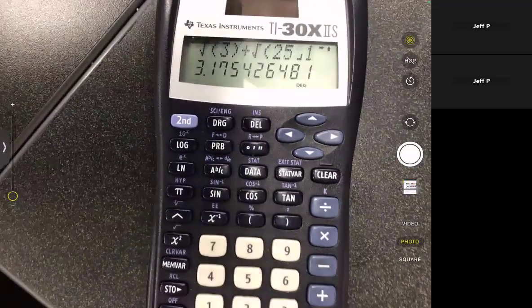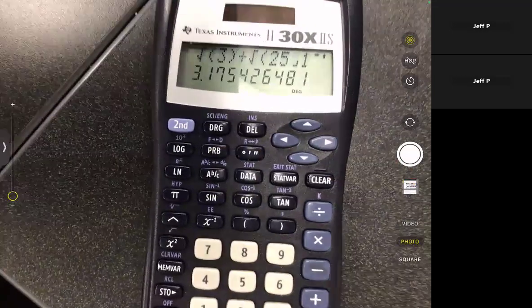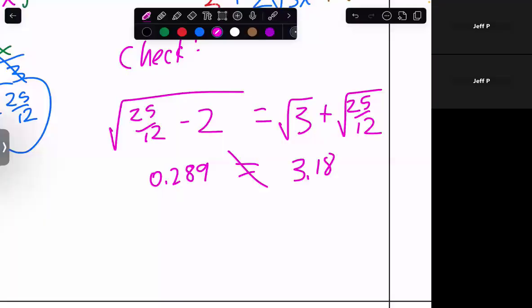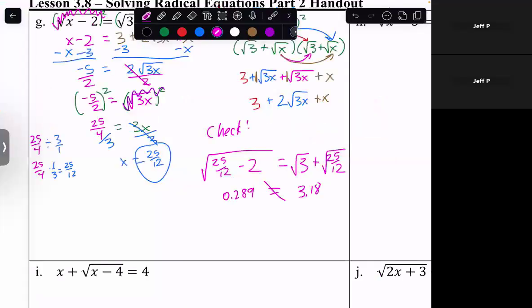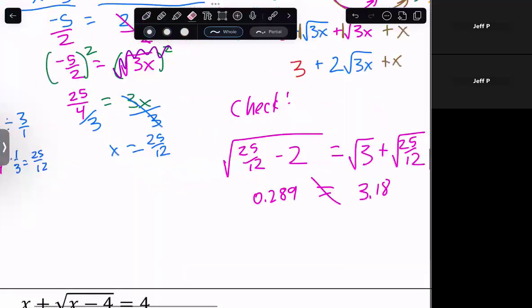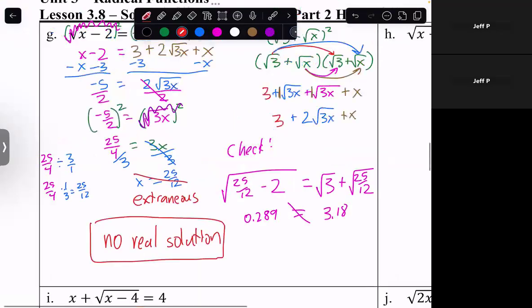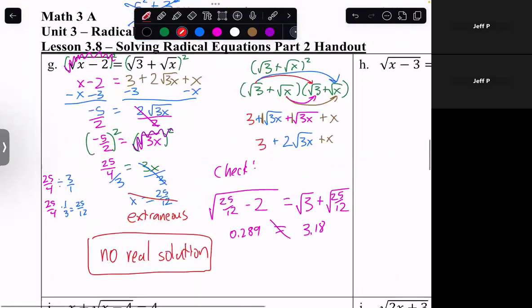Okay, but yeah, we see the numbers are not equal. So that means that this answer is not correct. Yeah, so this answer is actually extraneous then. And that was our only answer. So yeah, there's no real solution. Yeah, this problem did have many steps. That's just how some of them are.